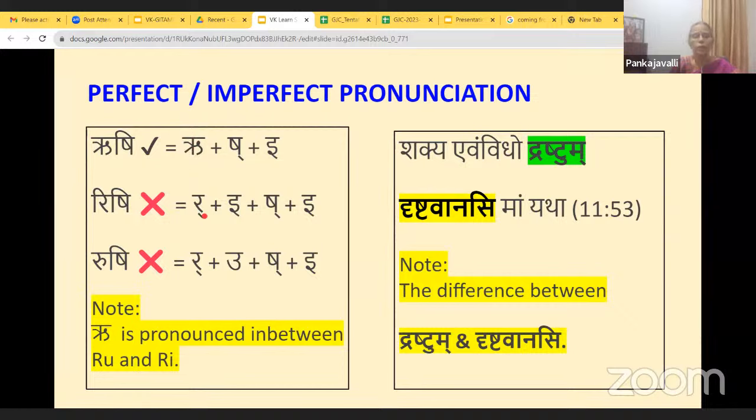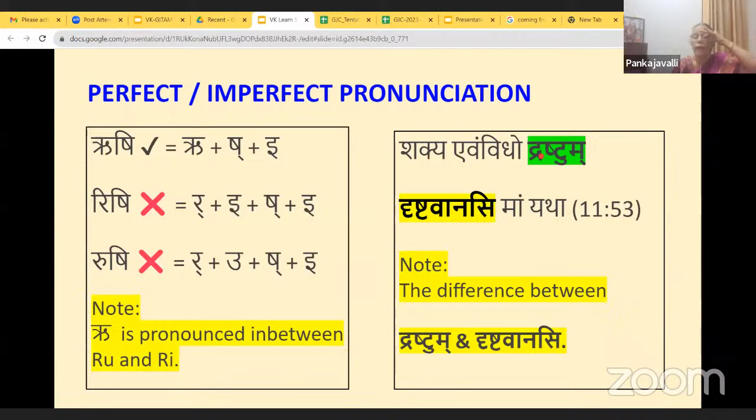These are all Sayuktakshara, Gunitakshara. R plus E, R plus U. So this is a different form. Rushi is between, R is between Ru and Ri. Krishnaha is wrong. R is a single letter which they cannot split. Whereas this ree and ru can be split. R plus e, they are two letters, one consonant and one vowel. Whereas this r is only one single vowel, rkara. So, shakya eva vidho drashtum drishtavanasi mayatha. See the difference.